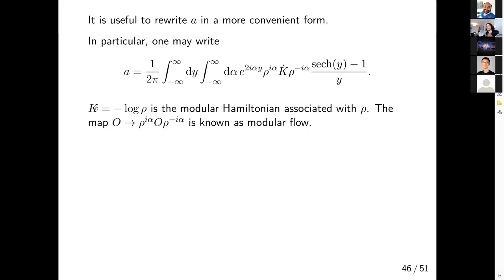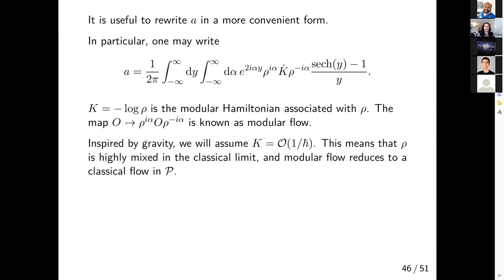So K here is the modular Hamiltonian associated with rho. It's defined as minus log of rho. This is something we know about in theories of gravity, which I'll say in a second. And this map taking O to rho to the I alpha, O, rho to the minus I alpha, which appears here acting on K dot, is known as modular flow. It's a one parameter family of maps.